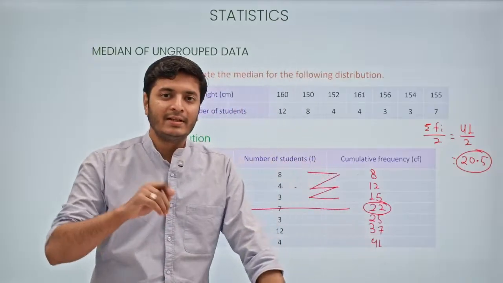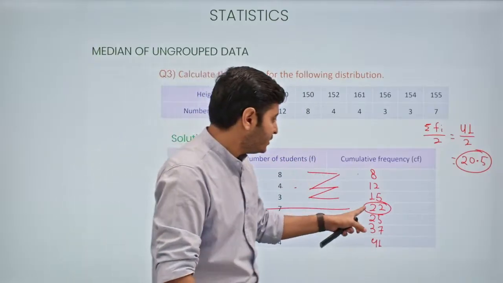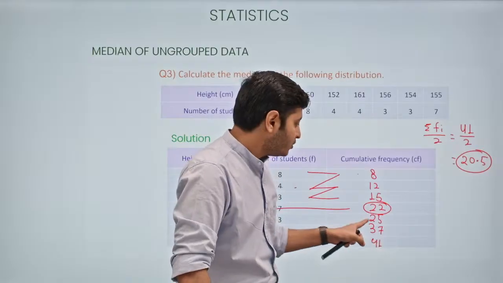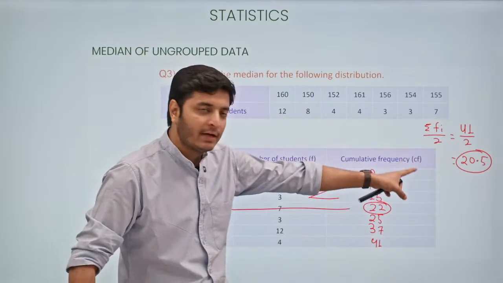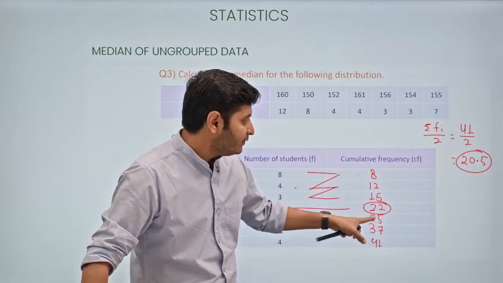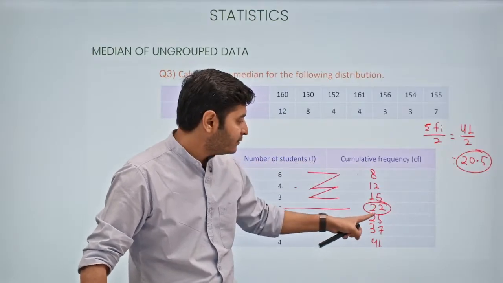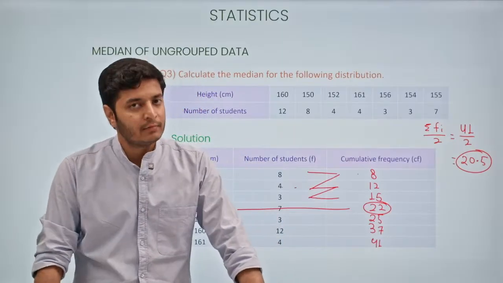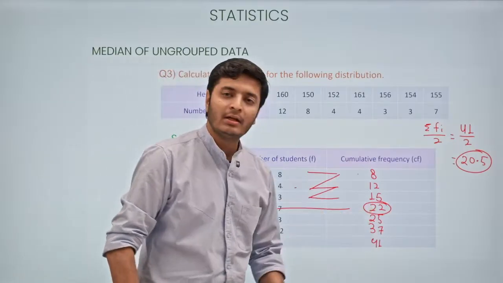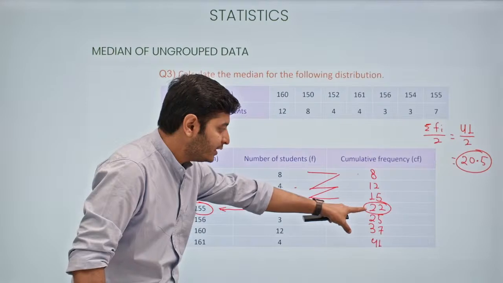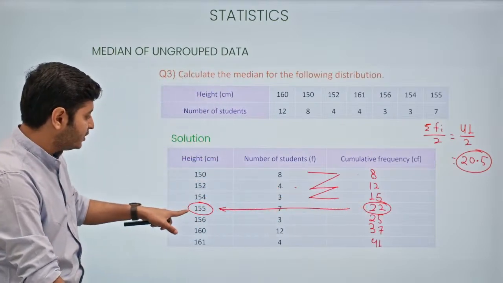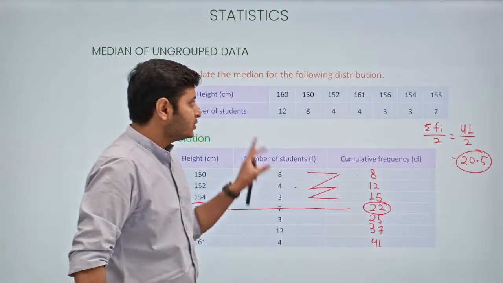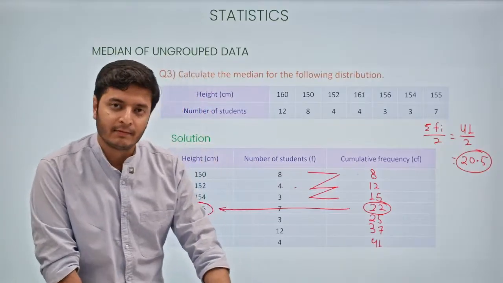It should be the next greater value. Like in this case, 22. You cannot go with 25, even though 25 is the value that is greater than 20.5, but still in between 20.5 and 25, there's one more value, that is 22. So we are going to consider this value to be our value that is going to tell us the median of this data set. So against this, the observation is 155. So the median of this data set is 155.